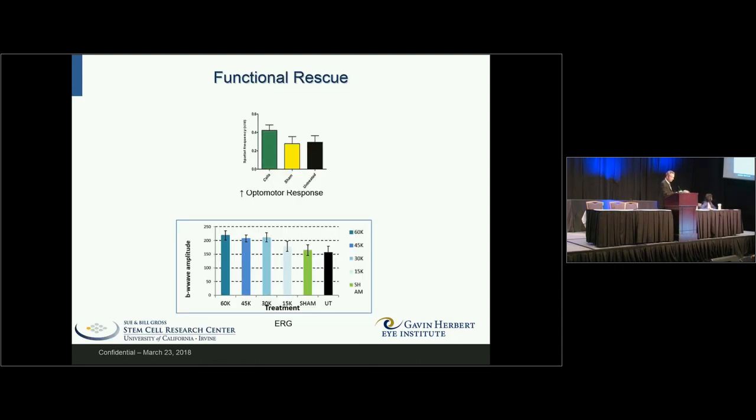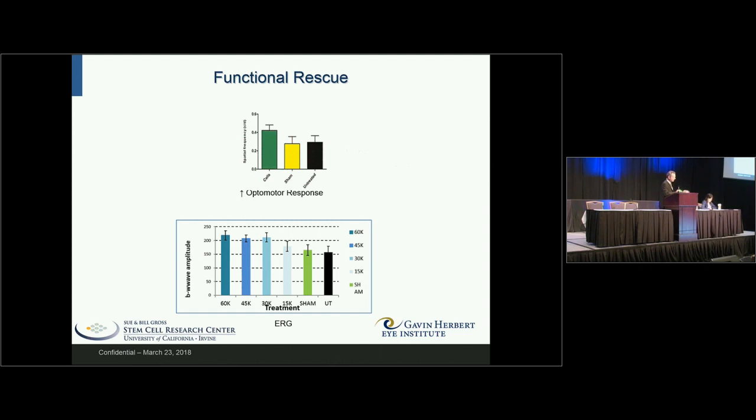Of course, anatomical rescue is good, but you want to see some functional rescue associated with that. We looked at that in multiple ways. One is the head turning behavior, the optomotor response. And here we see a positive signal from the cell-treated animals as opposed to sham and untreated controls. That suggests greater spatial, well, it's like visual acuity, but it's from a rodent, so they can't read the chart, so you monitor their head tracking. Okay, so down below we have the more definitive readout, and that's an ERG.